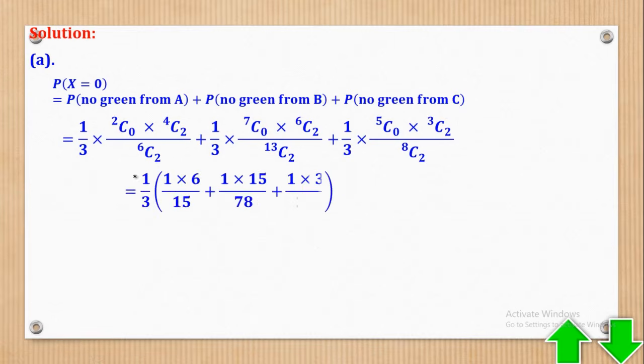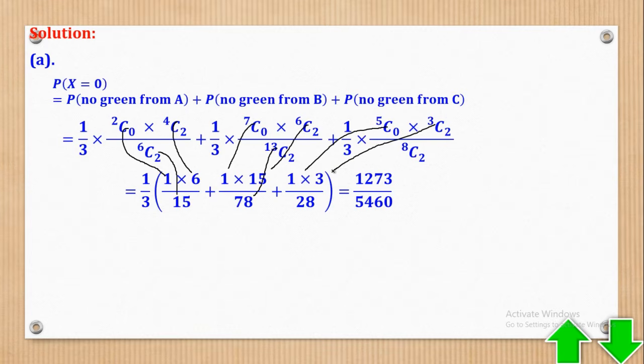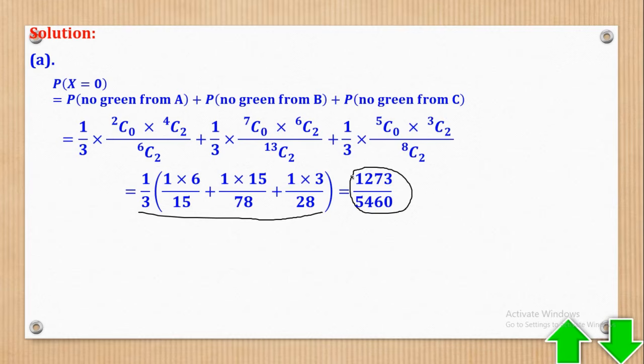Therefore, now as a calculator, 2 combination 0 is 1, 4 combination 2 is 6, 6 combination 2 is 15, 7 combination 0 is 1, 6 combination 2 is 15, 13 combination 2 is 78. 5 combination 0 is 1, 3 combination 2 is 3, 8 combination 2 is 28. So when I simplify all this, I'll come up with 1273 over 5460.